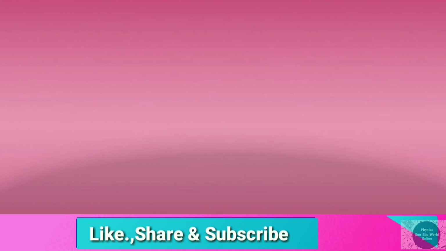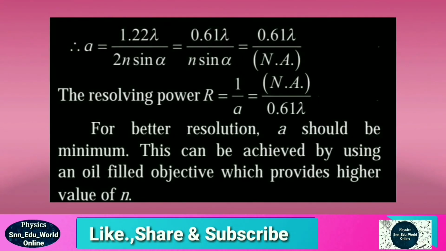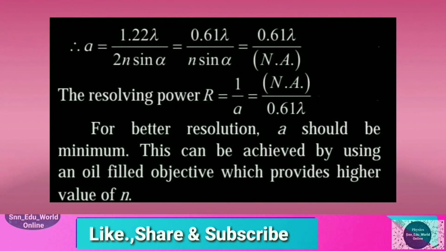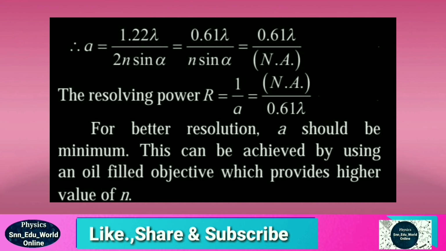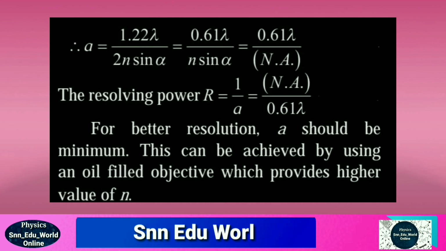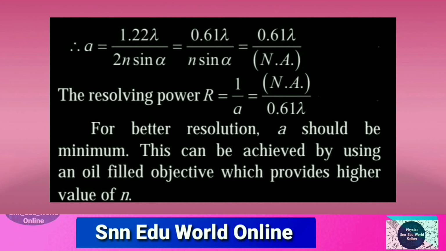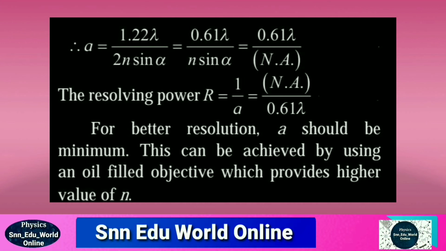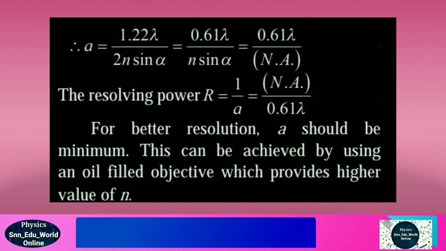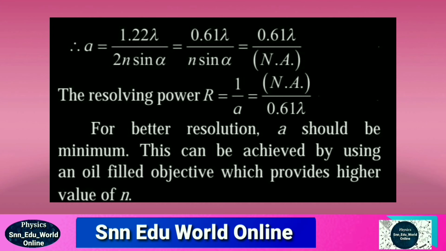If we solve further, for lambda n we substitute lambda by n. So A will become 1.22 lambda divided by 2n sine alpha. 1.22 divided by 2 becomes 0.61. So we get 0.61 lambda divided by n sine alpha, and n sine alpha is nothing but the numerical aperture. The resolving power is 1 upon A, so finally we get numerical aperture divided by 0.61 lambda.